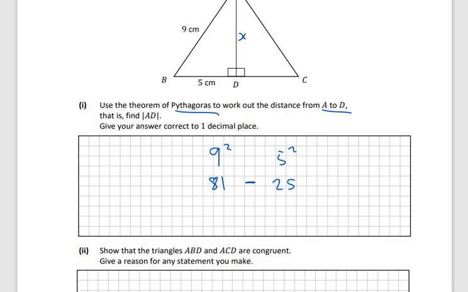So the 9 is the long one in that right angle triangle. And then it gives us 56. And we square root to get 7.5 centimeters.